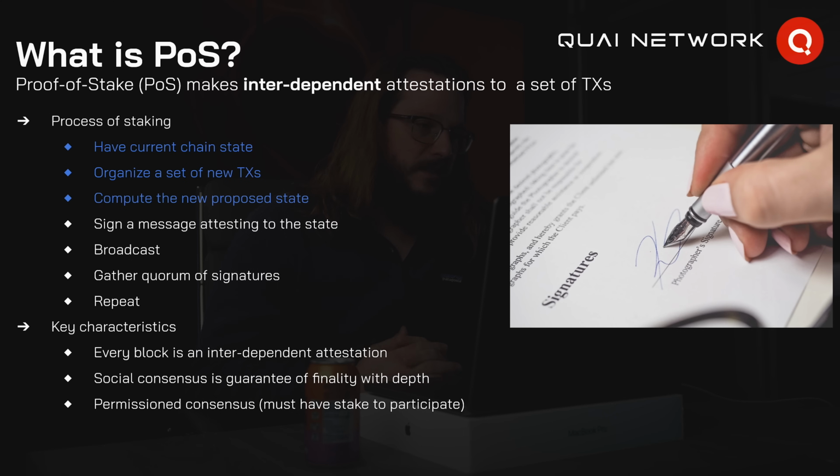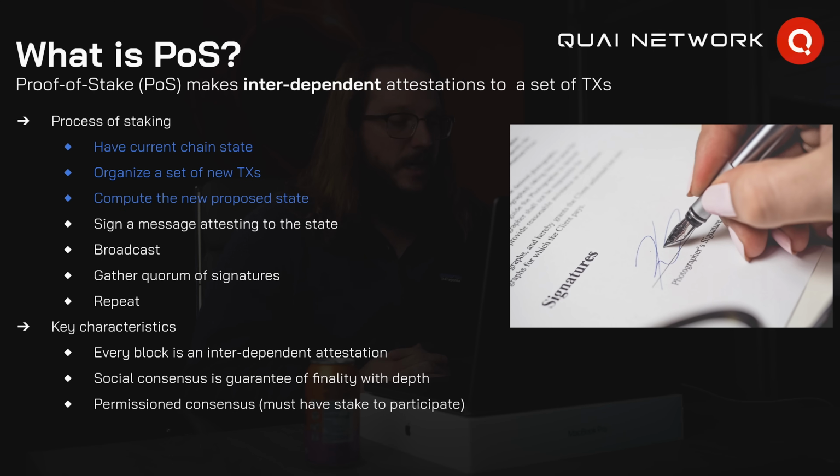Now, we want to contrast this with proof of stake. Proof of stake makes interdependent attestations to a set of TXs. So if we look at the process of staking, the first three parts are the same. We have the chain state, we take a set of transactions, we order them, and then we propose a new state. The difference here is that instead of doing work on that state, we sign a message attesting to that state. We then broadcast our attestation. We gather a quorum of signatures, which eventually creates, quote unquote, a valid block or state transition, and then we repeat the process.